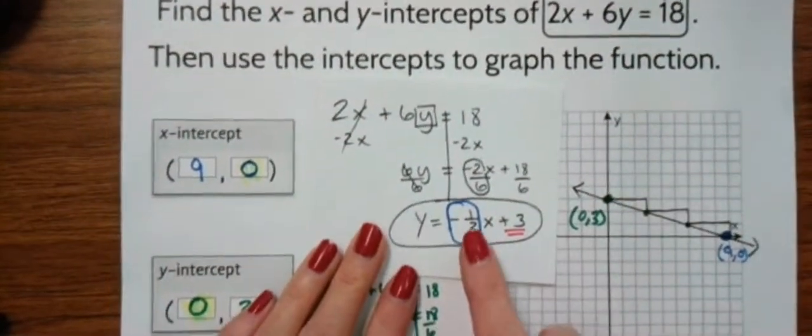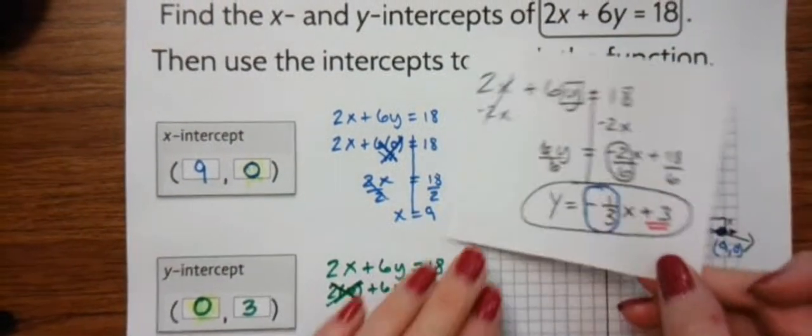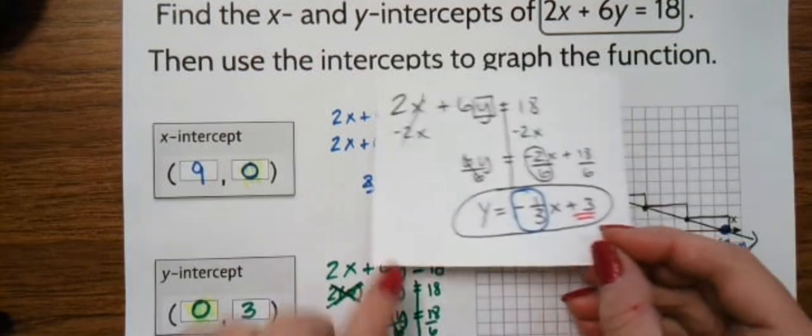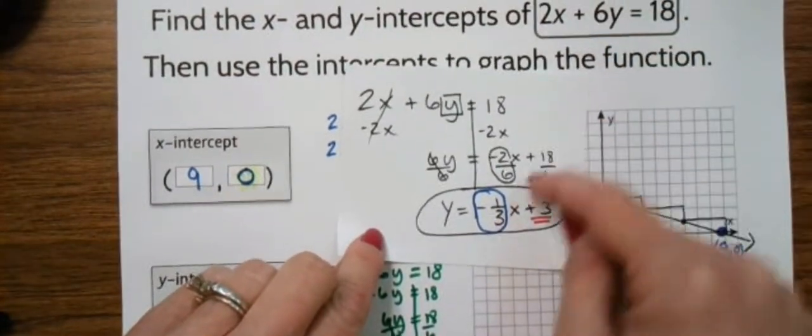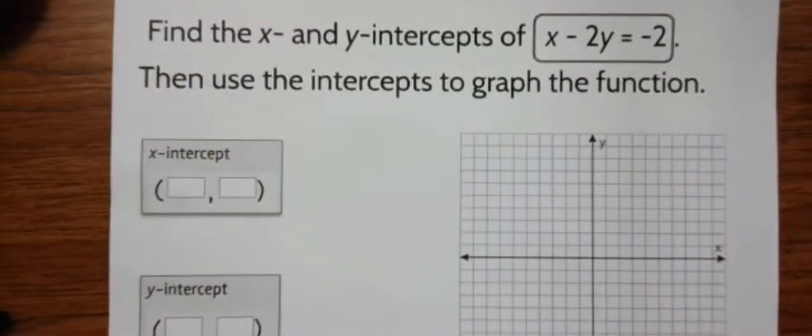But I could graph in standard form by finding intercepts, or I could always convert it and graph the good old-fashioned way with slope-intercept form too. Just wanted to show you that these two are exactly the same. I get the same exact line. All right, so that was example 1.